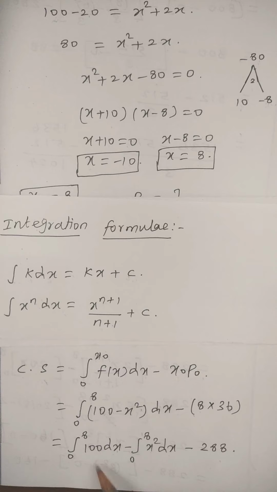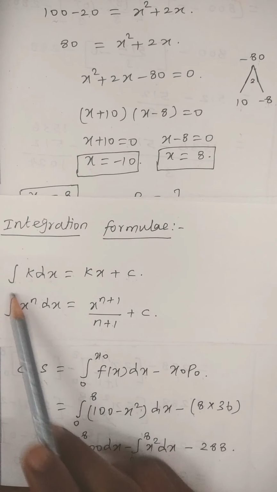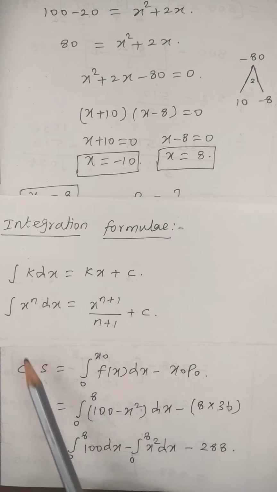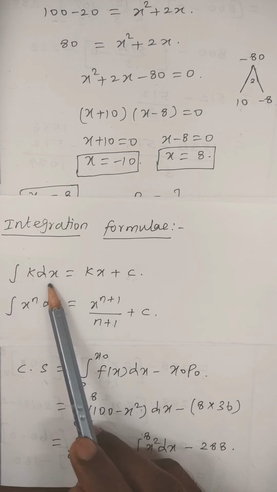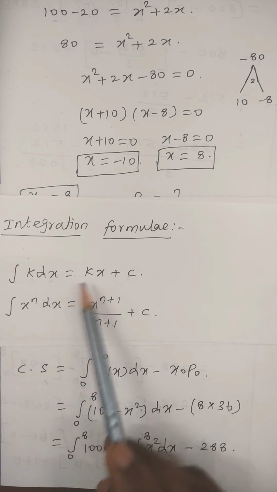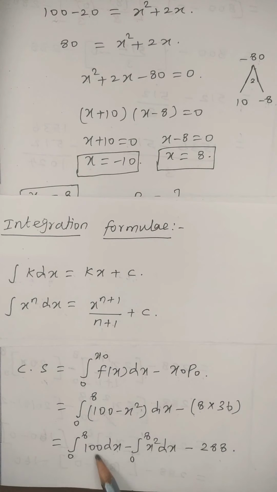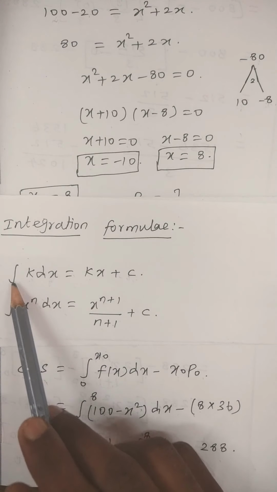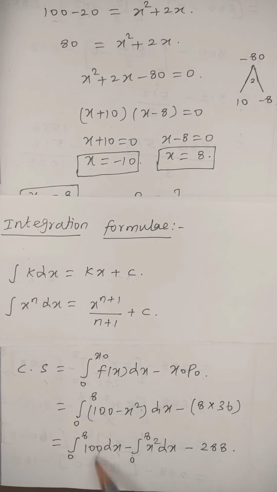Now I am going to use the integration formula. See the integration formula: integral k dx equal to kx plus c. A constant integration means constant dx gives kx plus c. See, 100 is a constant, so k corresponds to 100. So 100 dx means 100x, minus integral 0 to 8 of x square dx.